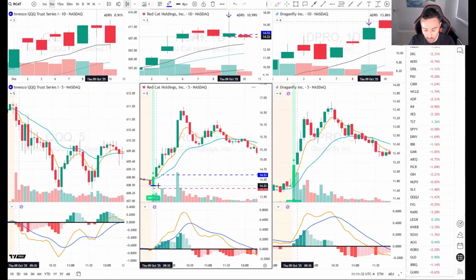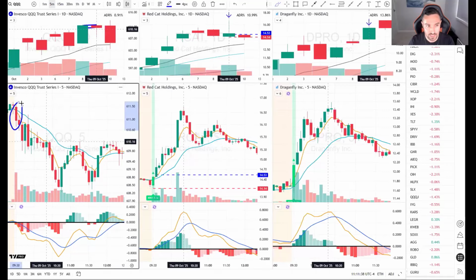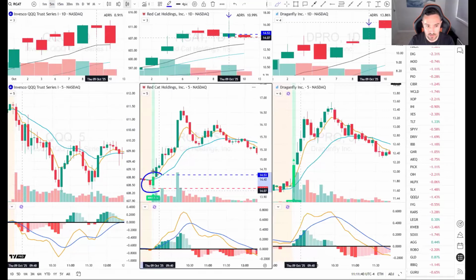Well, it opened near the low of the bar, okay, little shakeout to the downside there, and closed effectively on the high of the bar in the face of the triple Qs doing that. Okay, the triple Qs do that, Red Cat does that, showing a lot of intraday relative strength. Checkpoint 1: showing a lot of intraday relative strength.